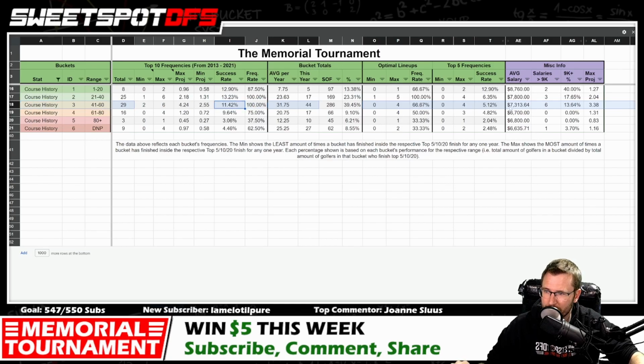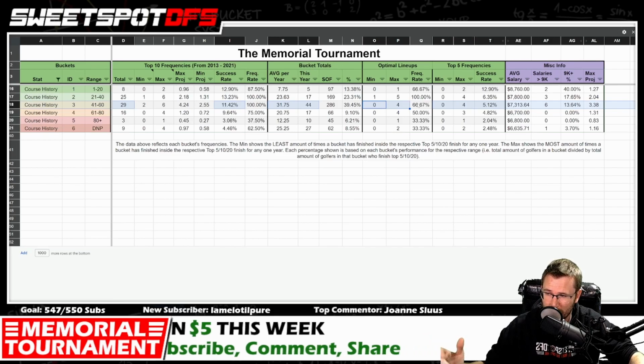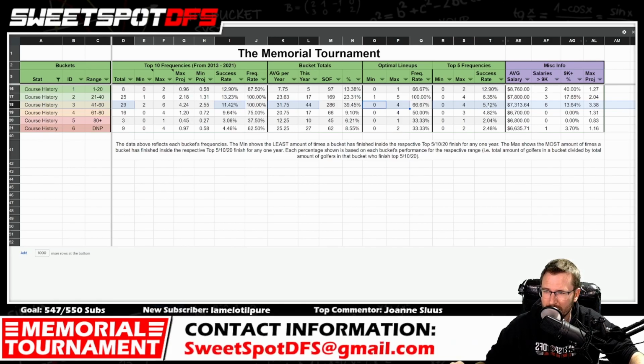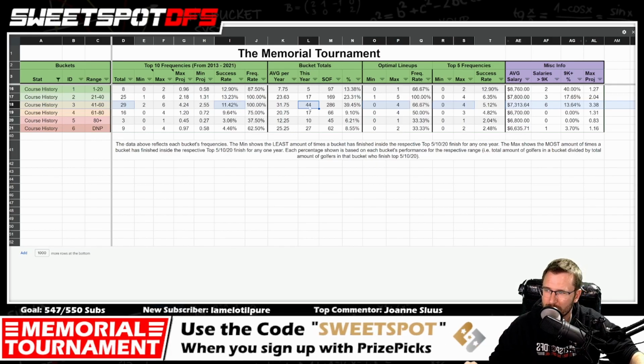Not so much 100% frequency rate when it comes to optimal lineups, but I think that's 4 out of 6 years. We see at least 1 in the optimal lineup. And a low success rate for top 5s, but don't hang your hat on that too much because this is a very large bucket, usually every single year 31 golfers. We have 44 this week. So I do believe we're going to see at least 2. The projection's 2 to 5.